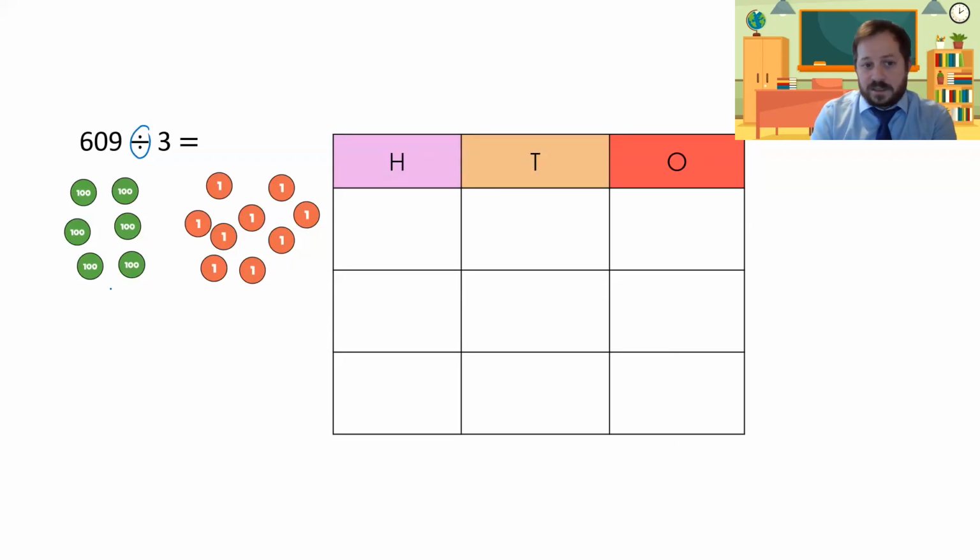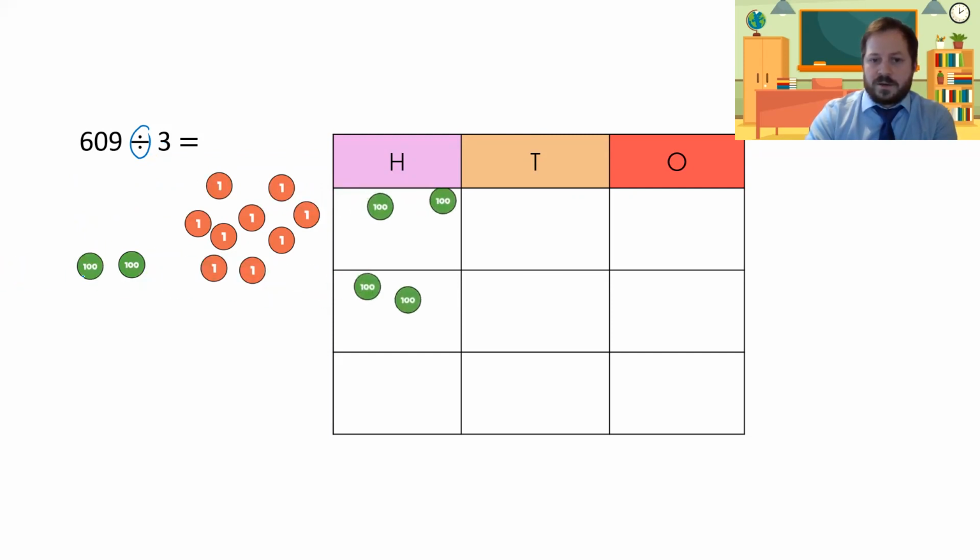So the first thing is 600s. 6 divided by 3 is 2, so we can put 2 hundreds in each of our sections over here. Still 600, you can see it there, but we just split them into groups of 2 because 6 divided by 3 is 2. We got no tens, so we're not going to do anything with them. We've got no hundreds left over. We don't have to exchange it down to tens.